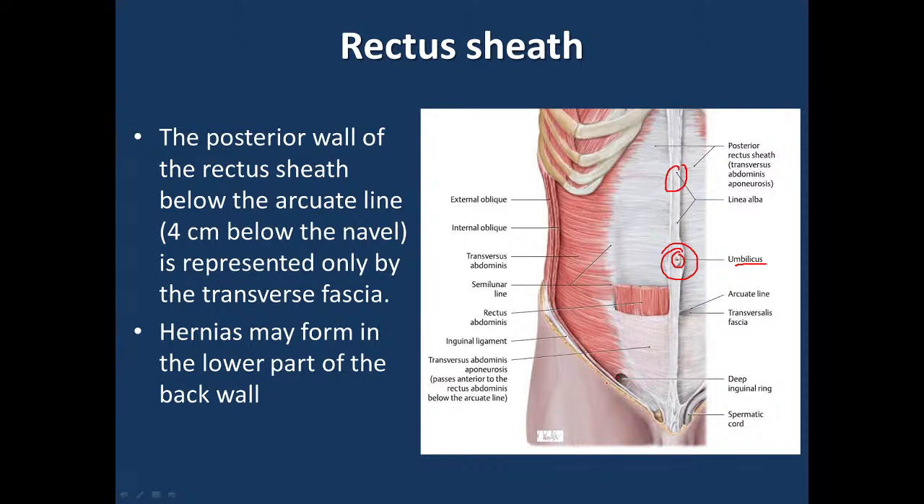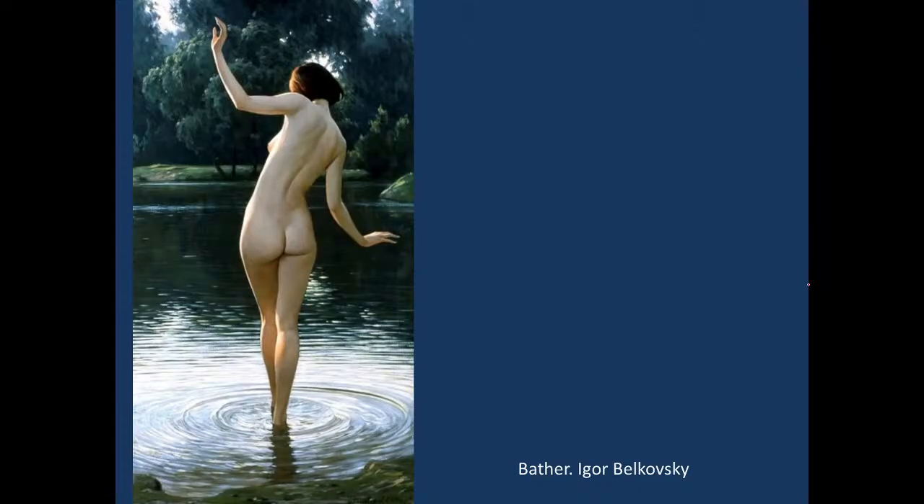So there are three weak points of the abdominal area. The first is the canal, inguinal canal. The second is the linea alba, and the third is the umbilicus. This is usually a point where all hernias are located, and a surgeon has to know all of these points.